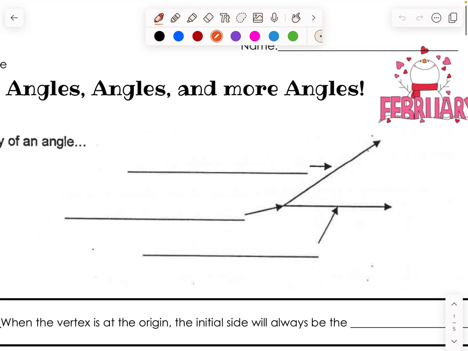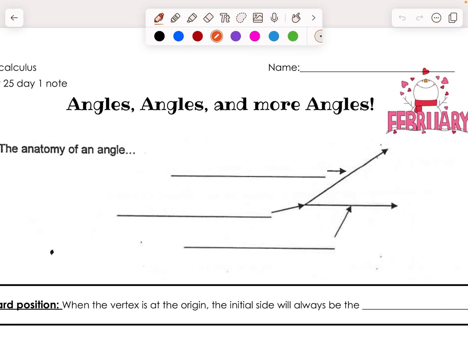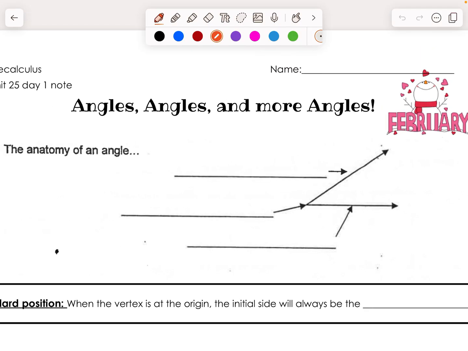But first, when we talk about an angle up here, we talk about three specific things. So one, and you're going to see me draw it this way a lot. This is called the initial side. This is where I'm going to start my angle.